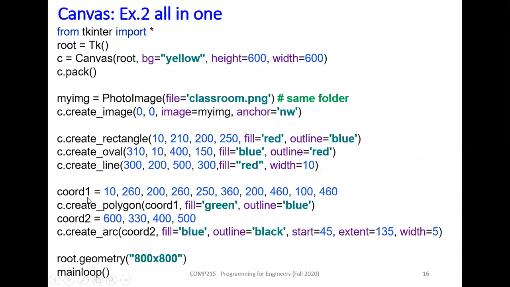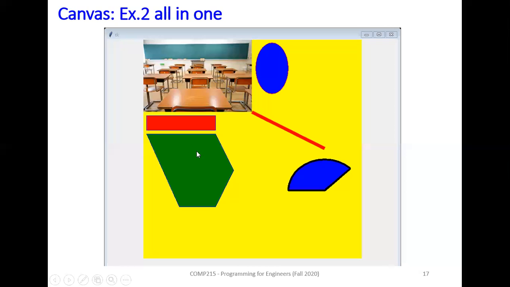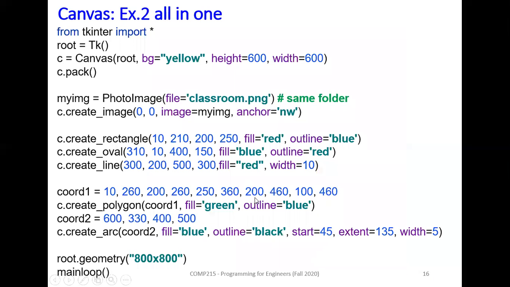Now the polygon will be these points, green and blue. This is the polygon. First point, second point, third point, fourth point, 5 points, and it closes itself. The shape will be closed automatically. Just put 1, 2, 3, 4, 5, and it closes from the first point to the last point. Okay, so this is the polygon.